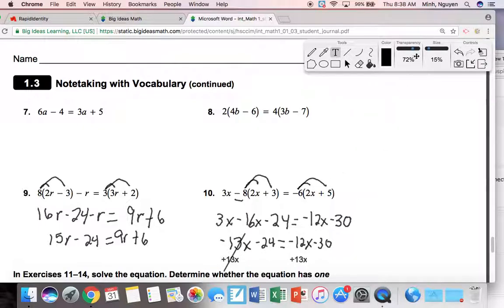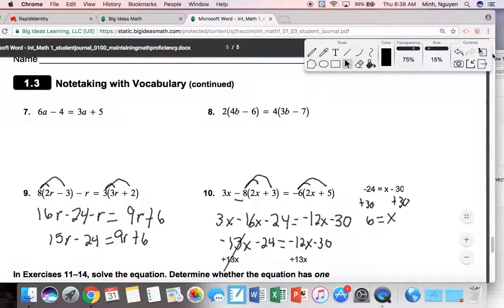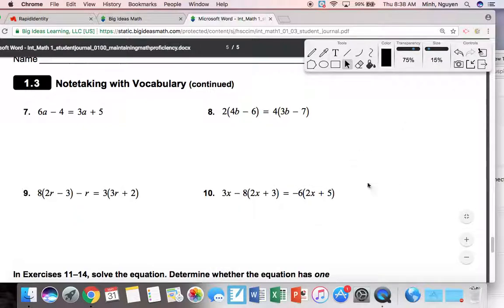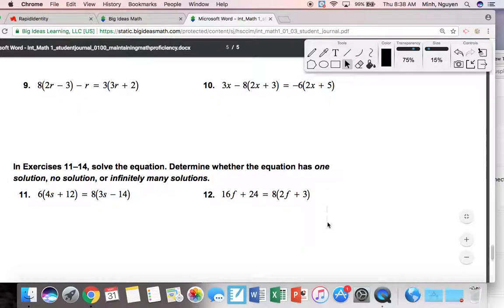And then on the left side, I have a negative 24 equals negative 12. Negative 12 plus 13 is positive 1. And I haven't done anything with that minus 30 yet. And then I'm going to add 30 on both sides. Negative 24 plus 30 is 6. 6 equals x. There it is. Bada bing, bada boom. Okay. If you need to pause it, go ahead and pause it.